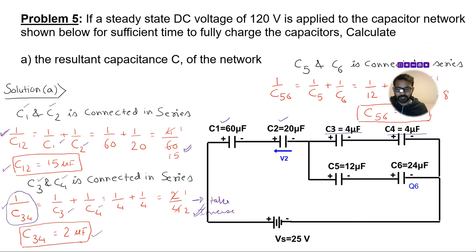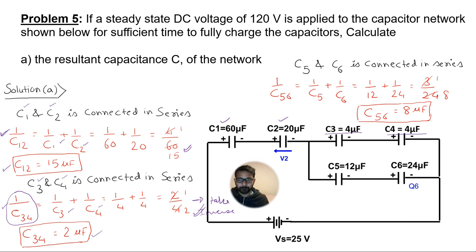And similarly, I have calculated the value for C5 and C6, which were also connected in series. So again, I've used the same formula, substituted the value of C5 and C6, done the calculation, taken the inverse, and finally I get this answer. So it comes out to be 8 microfarads, right? So these are the first two steps for calculating the equivalent capacitance. Now there are a few more steps.